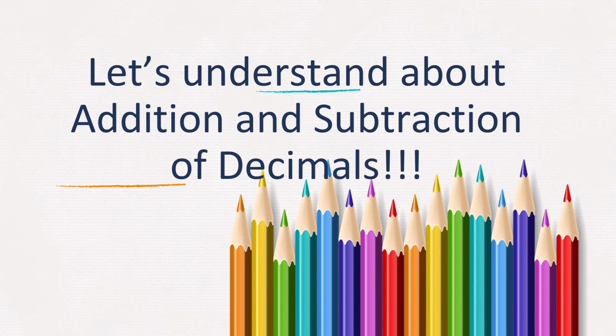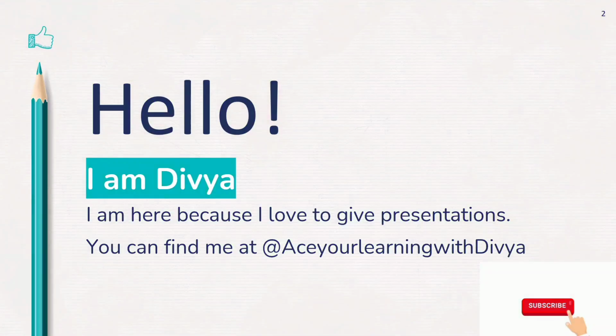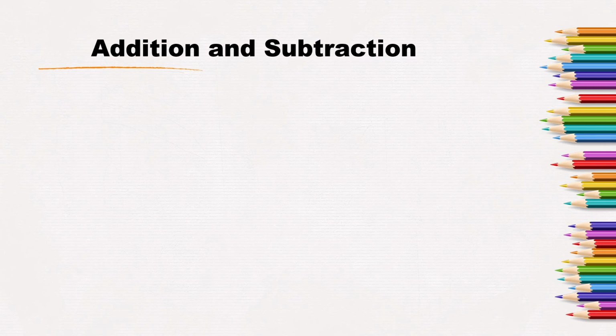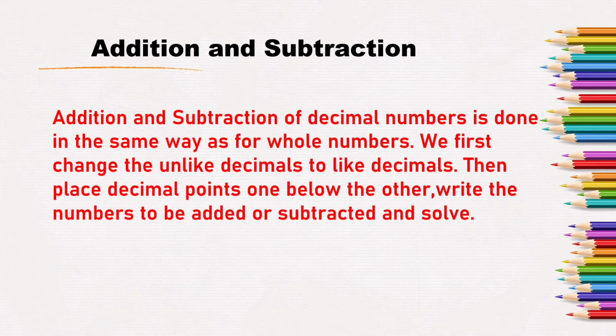Students, in today's class, let us understand about addition and subtraction of decimals. Addition and subtraction of decimals is done in the same way as we do it for whole numbers. Here we first change unlike decimals to like decimals. In a previous video we understood how to convert unlike decimals to like decimals, right? Then place decimal points one below the other, write the numbers to be added or subtracted and solve.